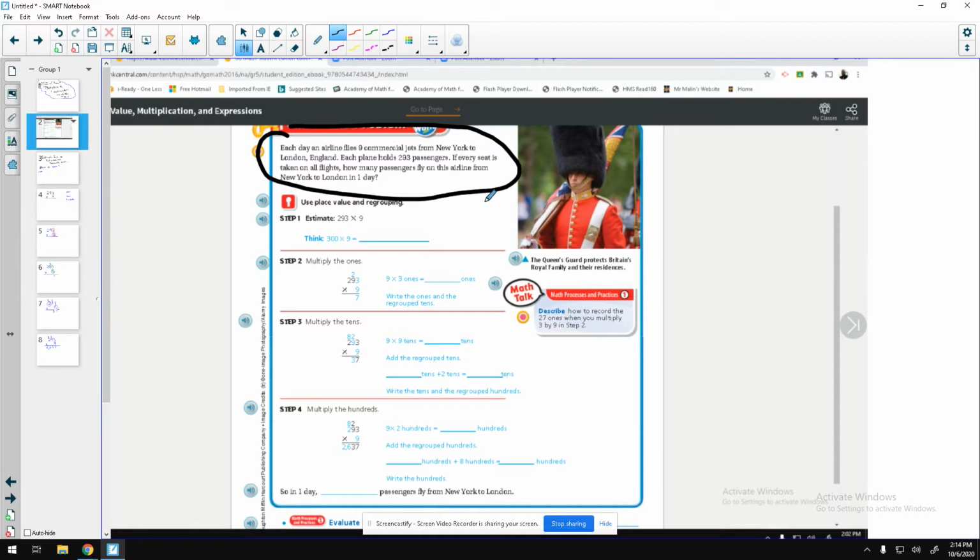It says, each day an airline flies 9 commercial jets from New York to London, England. Each plane holds 293 passengers. If every seat is taken on all of the flights, how many passengers fly on this airline from New York to London in one day? So what are we doing? What we're trying to find out is how many people are flying from New York to London in one day.